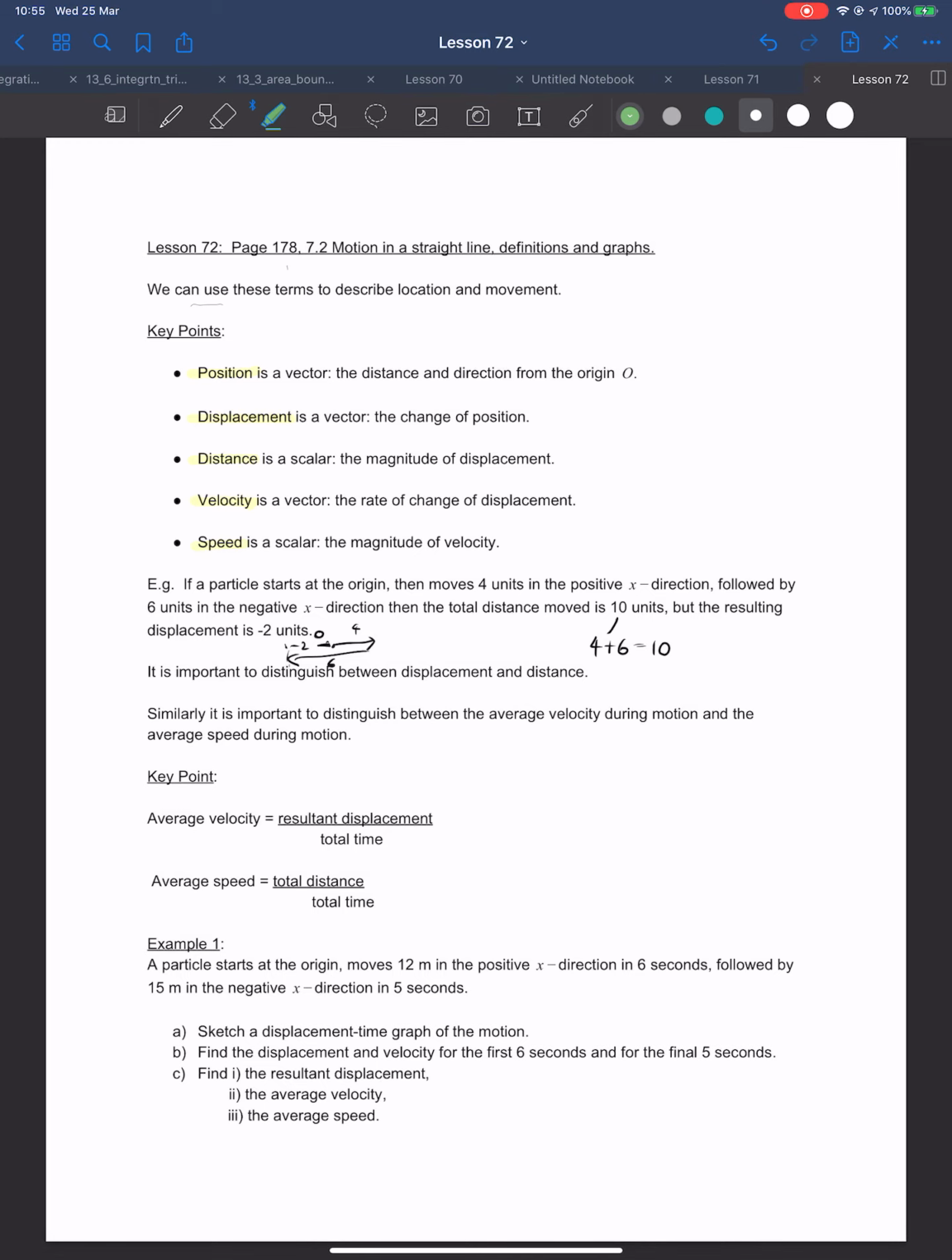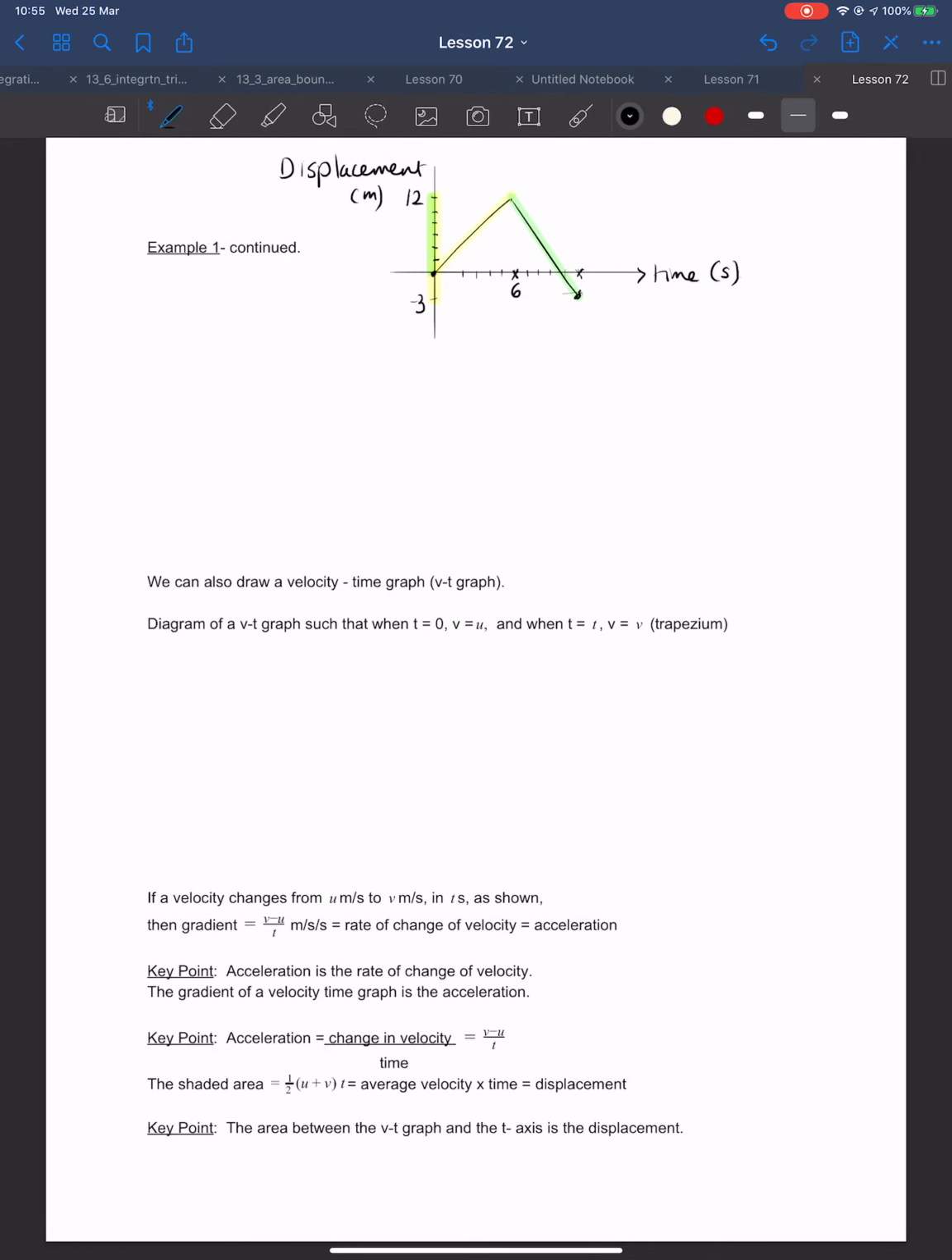Find the displacement and velocity for the first 6 seconds. So number 1, the first 6 seconds. The displacement, that one is straightforward. The displacement is 12 metres and the velocity is 12 divided by 6, which is 2 metres per second.